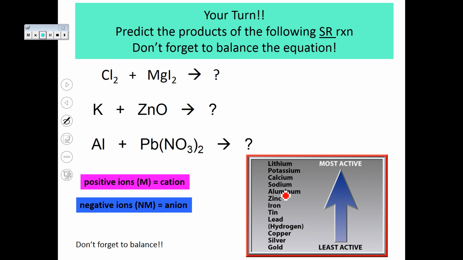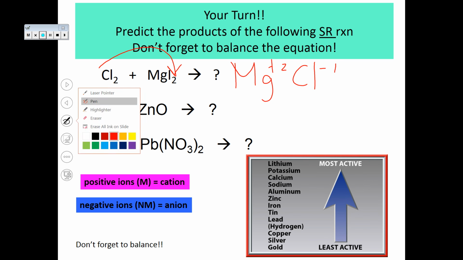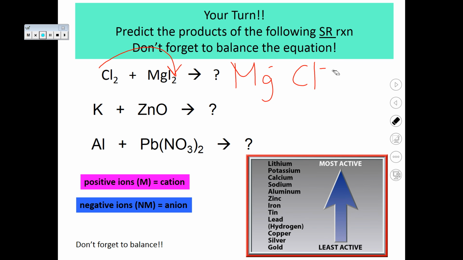Let's take a look at these. So the chlorine is going to replace the I. You have to look at the halogen list to see if that's going to happen. Chlorine is above I, so it will happen. So you're going to have magnesium with the chlorine. Drop and swap. This becomes MgCl2. And then the iodine is out by itself.